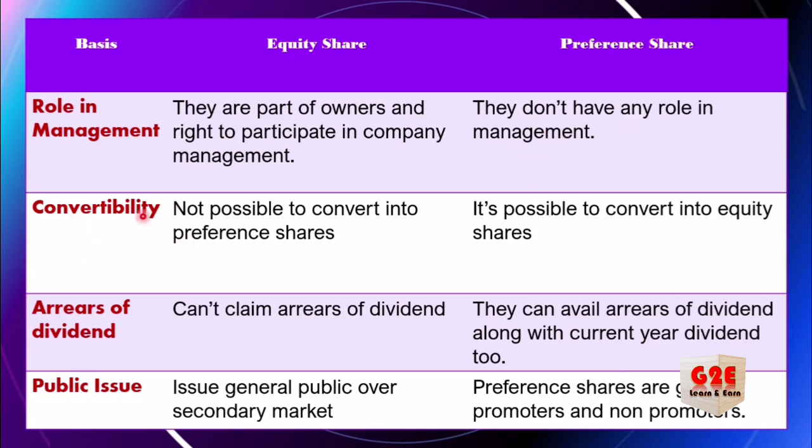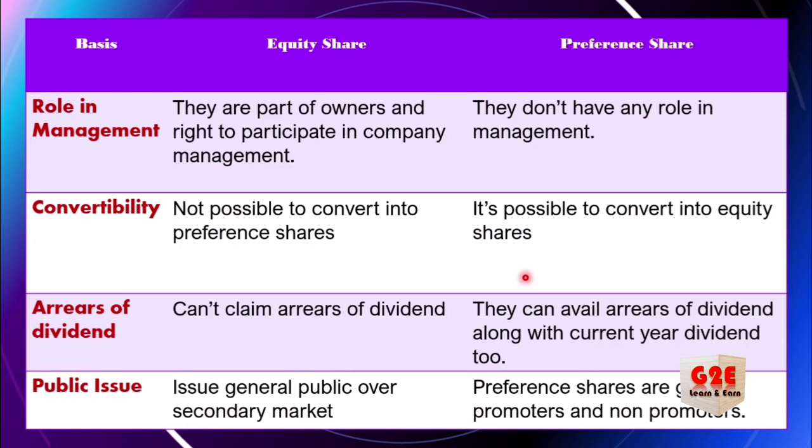And convertibility, what is it? Converting one asset into another asset. Okay, so an equity share cannot be converted into preference shares, but for preference shareholders, there is a possibility of converting into equity shares. Okay, now you are getting preference shares. After that you think preference shares are not required. Can you please convert them into equity shares? It is possible if you are taking convertible preference shares.